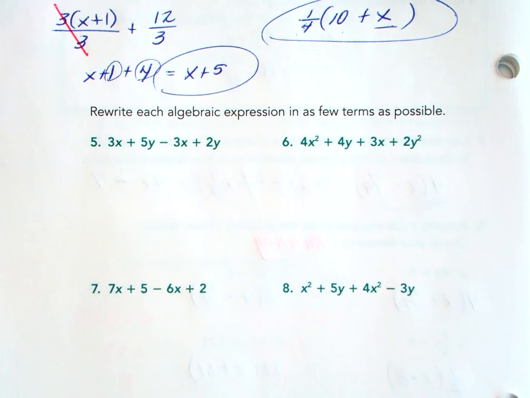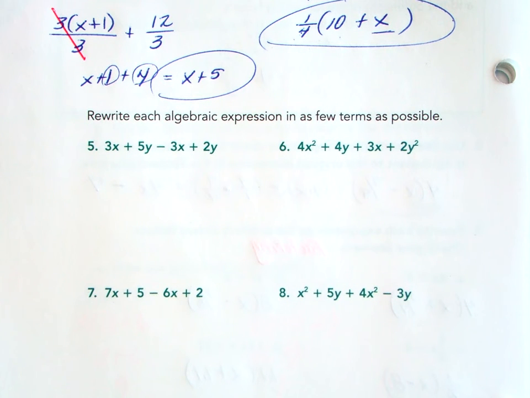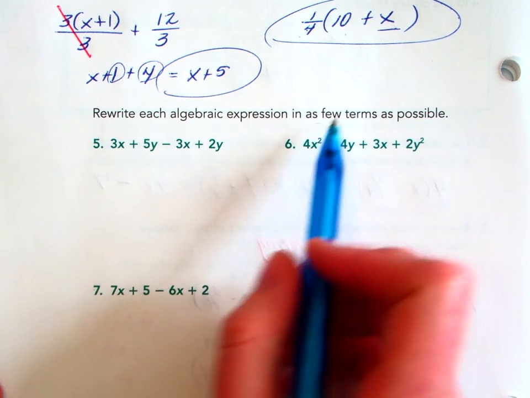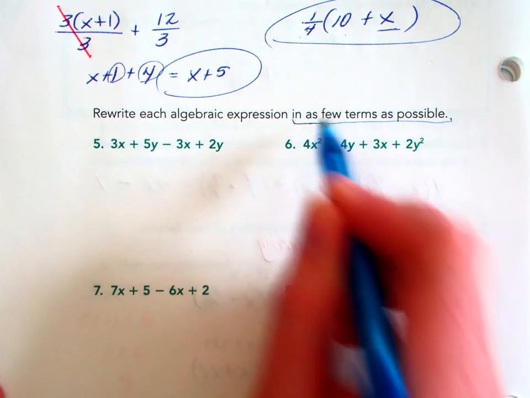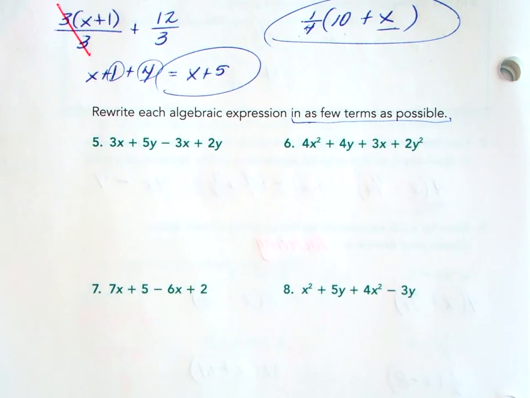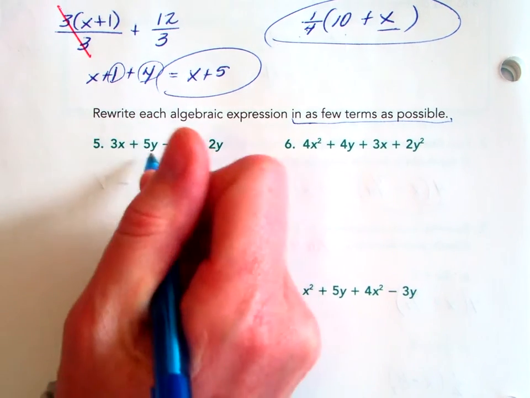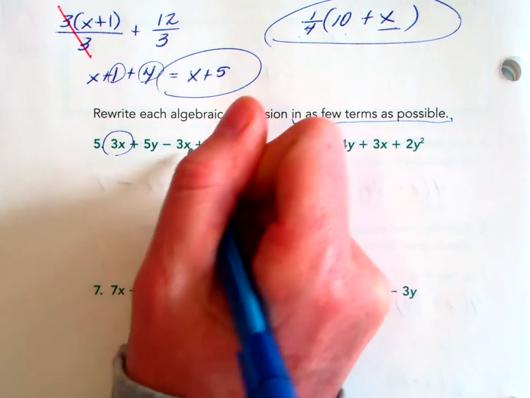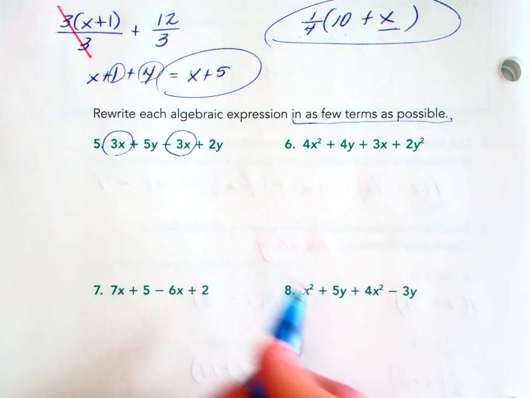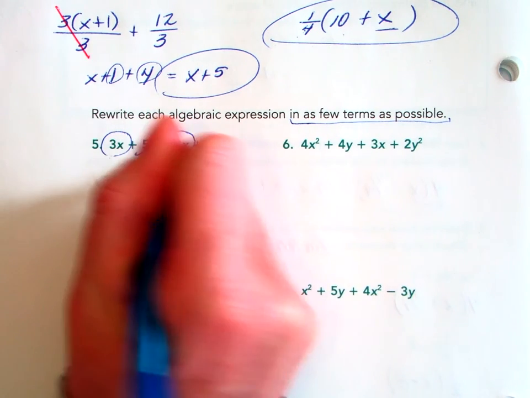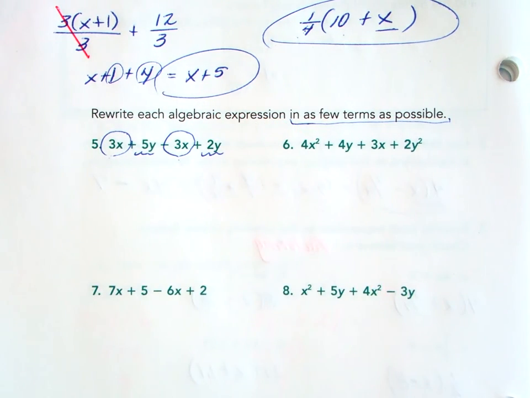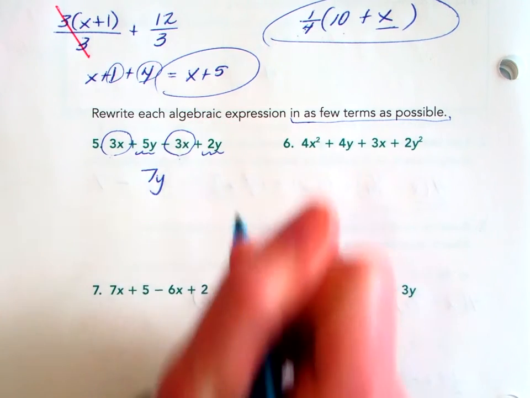Next section, rewrite each algebraic expression in as few terms as possible. When you hear that language, in as few terms as possible, they're talking about combining like terms. So that's what we're going to look for. We're going to look for things that are alike. Okay, we've got some x's here, but some being taken away here. 3x minus 3x means I have no x's left. 5y and 2y can be combined, so it's just 7y.